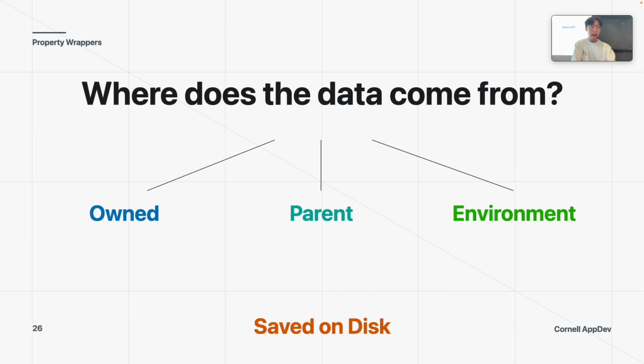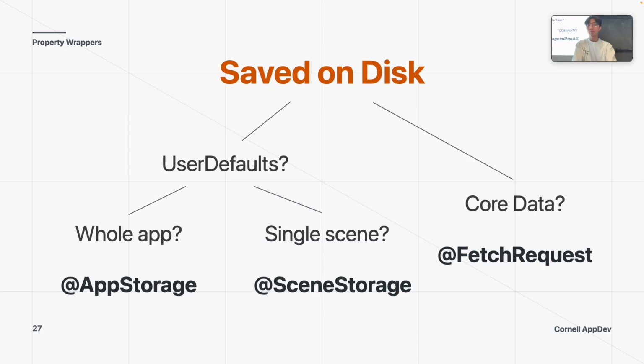Now, if the data comes from your disk, this is a little bit advanced, but if you guys are interested, remember UserDefaults with persistence. Well, if you're getting this data and you want to use it for the whole entire app, you use the @AppStorage property wrapper. You don't really need to worry about the @SceneStorage. That's only for iPad apps or Mac apps.